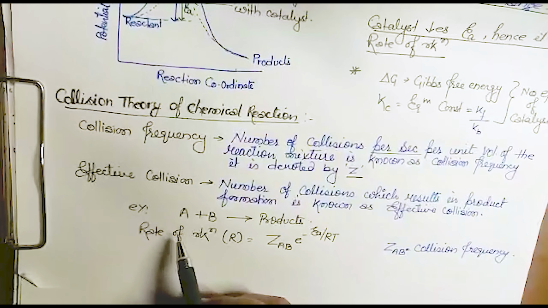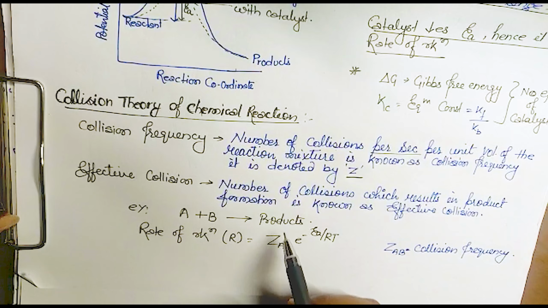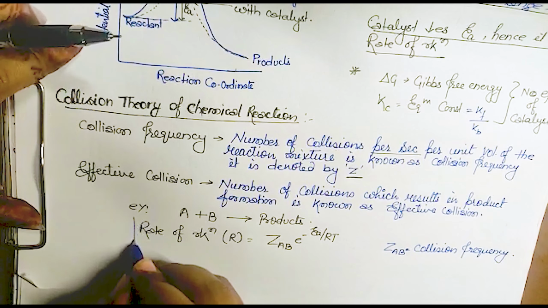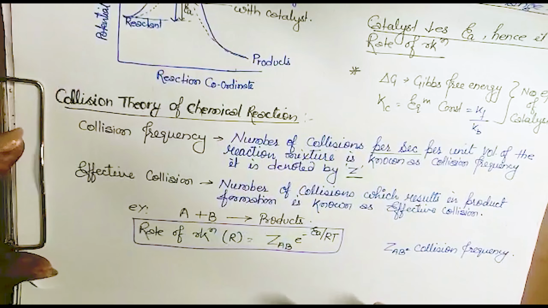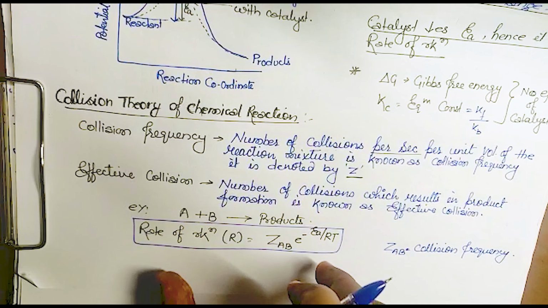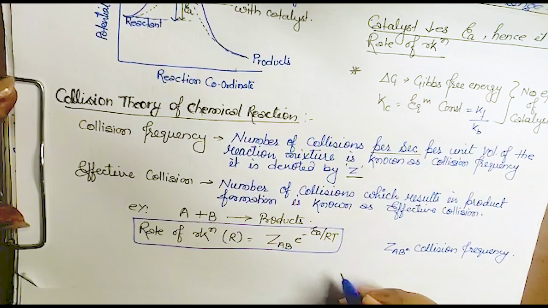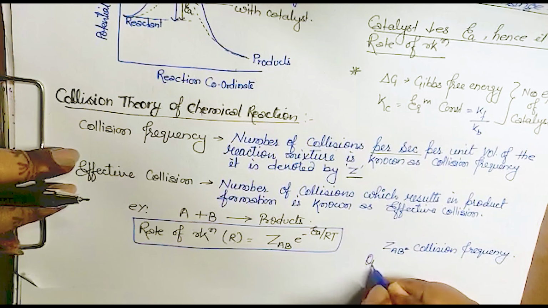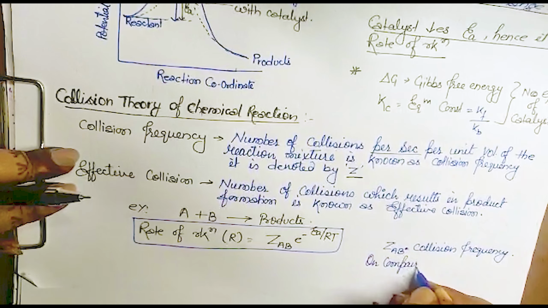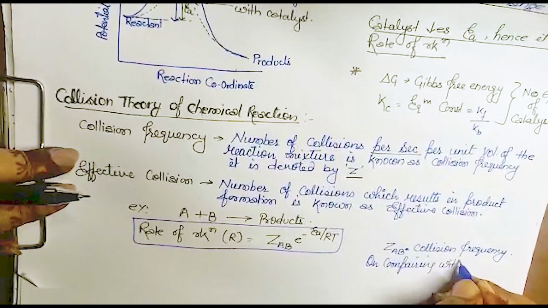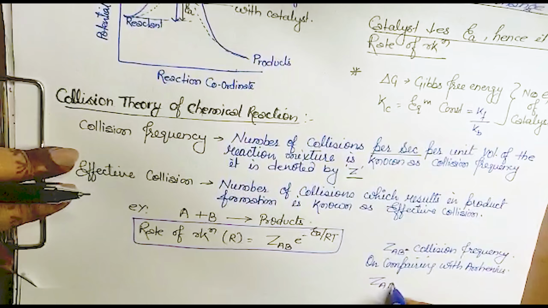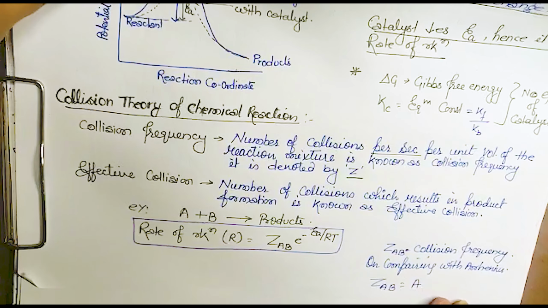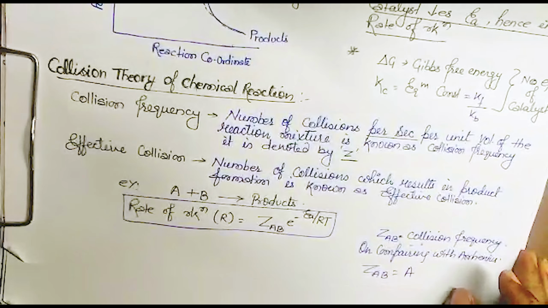If we take an example like A plus B changes into product, the rate of reaction will be written like this. Here ZAB is the collision frequency. If we compare this equation with the Arrhenius equation, we get that ZAB is equal to the frequency factor, isn't it? So this is the thing.